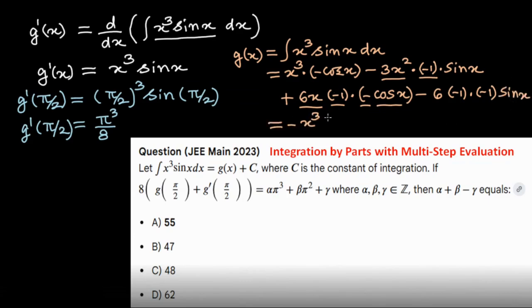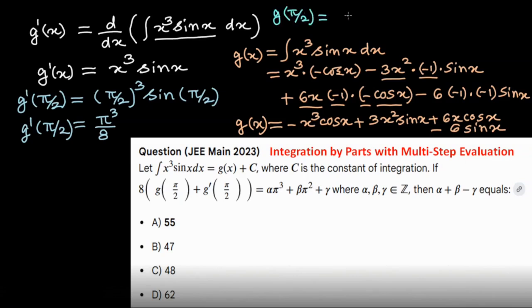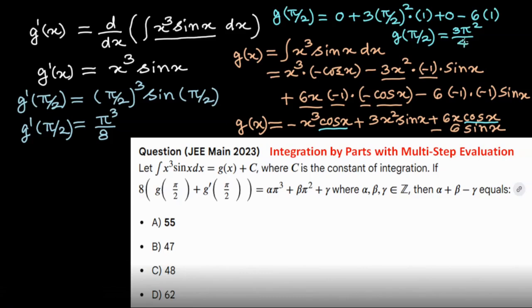This will be minus x cube cos x plus 3x square sin x plus 6x cos x minus 6 sin x. So this is g(x). Next we shall need g pi by 2, which will be, since cos pi by 2 is 0, this will be 0 plus 3 into (pi by 2) square. Sin pi by 2 is 1, plus, since cos pi by 2 is 0, this will be 0, minus 6. Sin pi by 2 is 1. g pi by 2 will be 3 pi square by 4 minus 6.